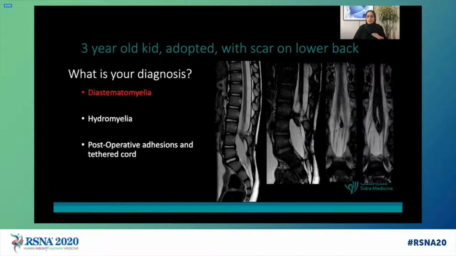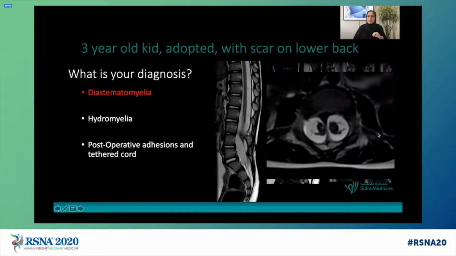People may often overlook it and think of it as mild prominence of the central canal. This is the axial view of the same patient. You can see beautifully here, 2 hemicords in 2 separate dural sacs.